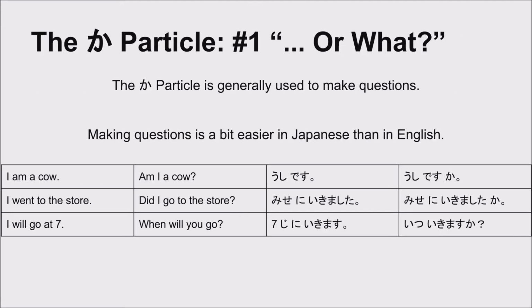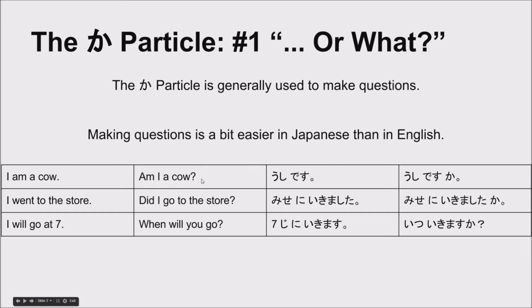The ka particle is generally used to make questions, as I've already stated. Making questions is a bit easier in Japanese than it is in English. Notice these few sentences in English. We have, I am a cow. To make that into a question, we have to actually take the verb and the subject, switch places, and then raise our voice.